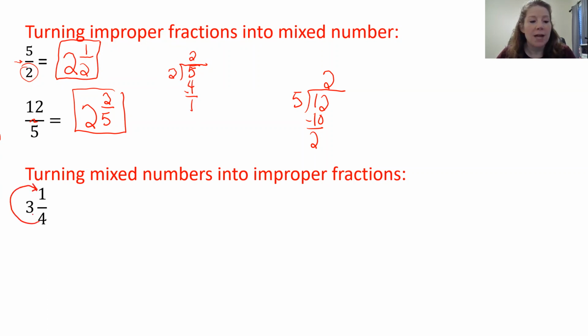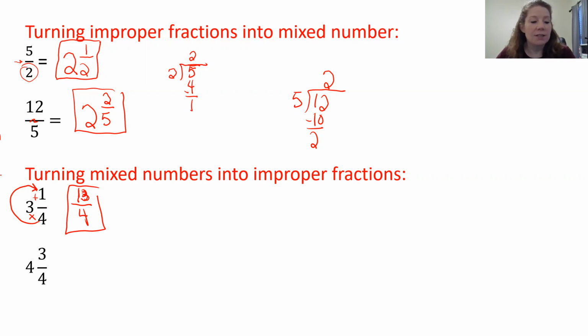You're going to multiply the denominator times the whole number, and then you add the remainder. So 3 times 4 is 12 plus 1 is 13. This should be a 13. That's not a very pretty 13. And your denominator always stays the same. So 3 1/4 is the same thing as 13/4.